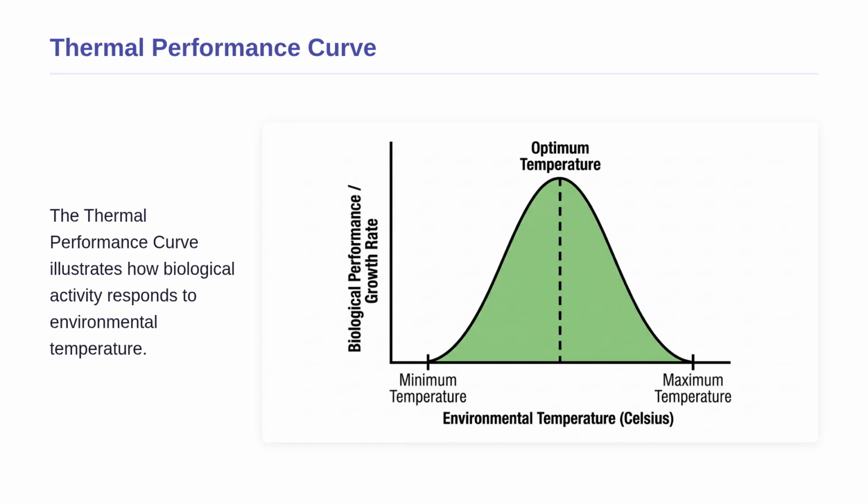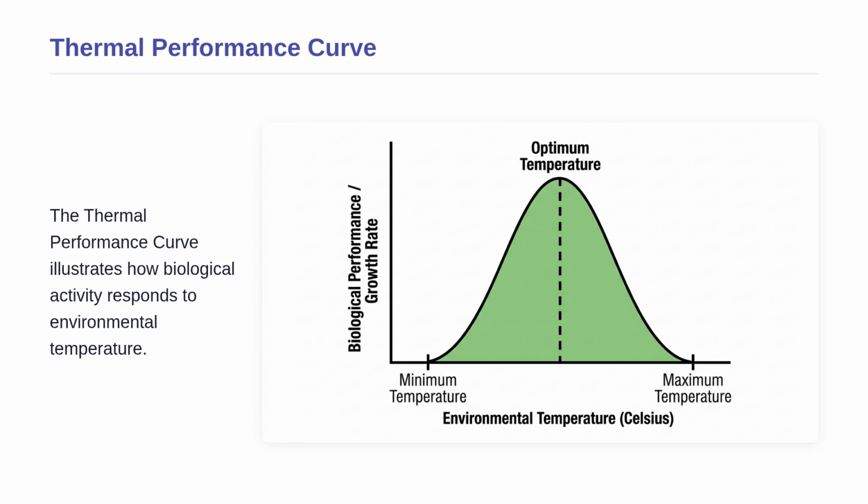To visualize these temperature ranges we just discussed, let us look at the thermal performance curve. On the horizontal axis, we have the environmental temperature in Celsius. On the vertical axis, we measure biological performance or growth rate. Notice the distinct bell-shaped curve.